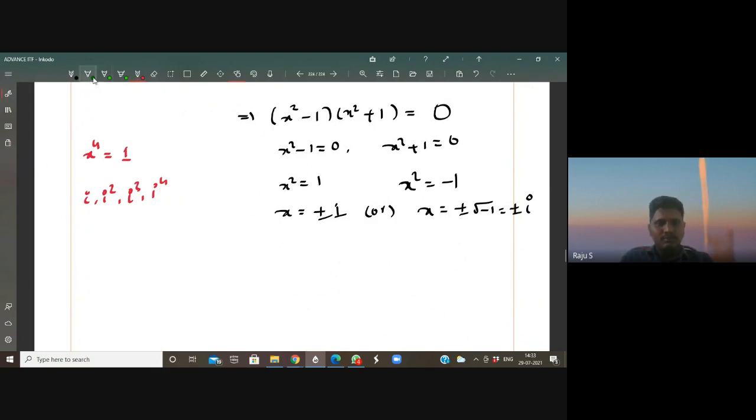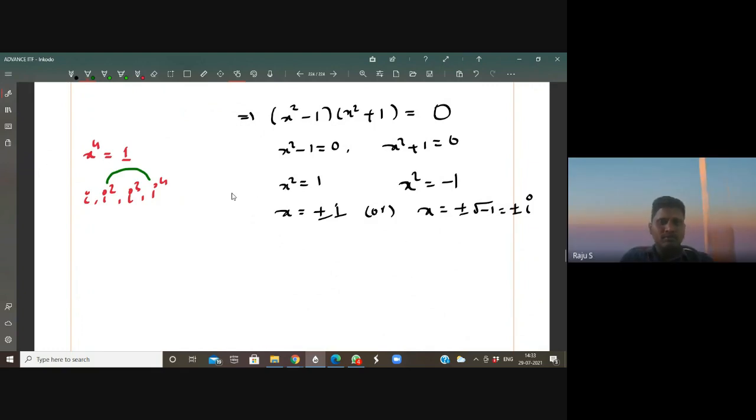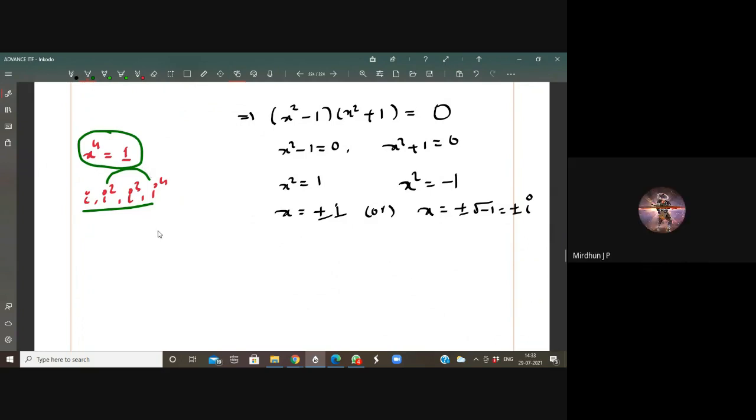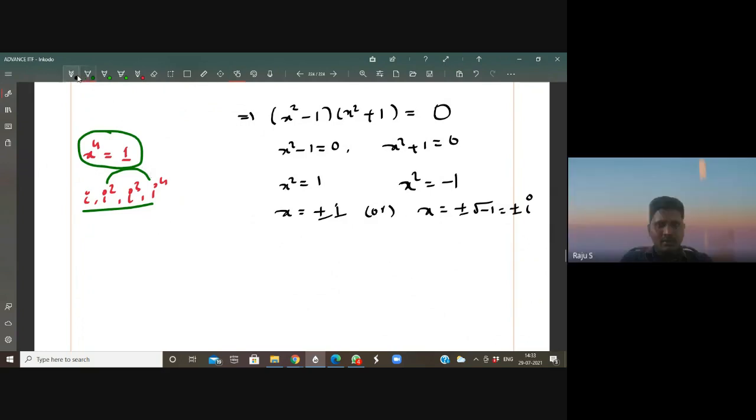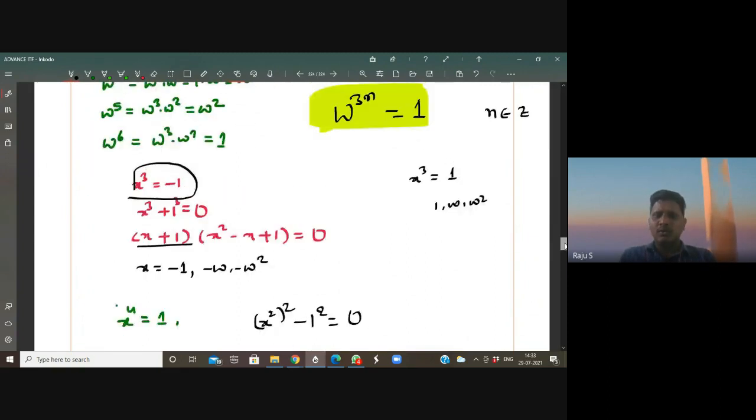Yes or no? Multiply everything and you will get one only. When we multiply the product of all these, we get one. For x power 4 minus 1, the coefficient of x cube is 0, so the sum of the roots is 0 and the product becomes 1. Fine. This is about the fourth root of unity.